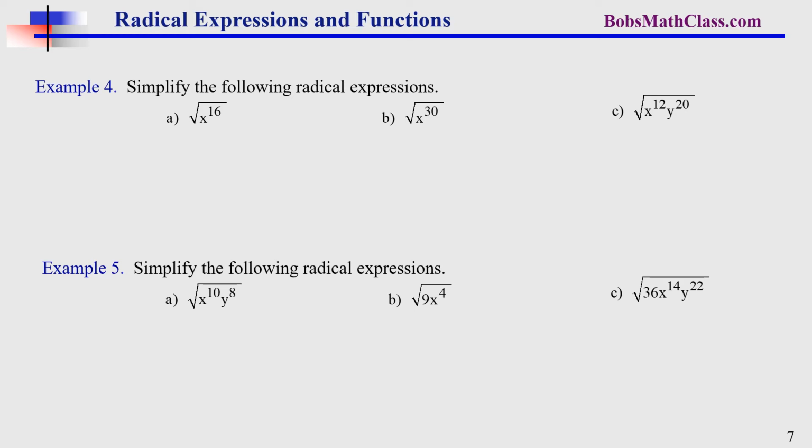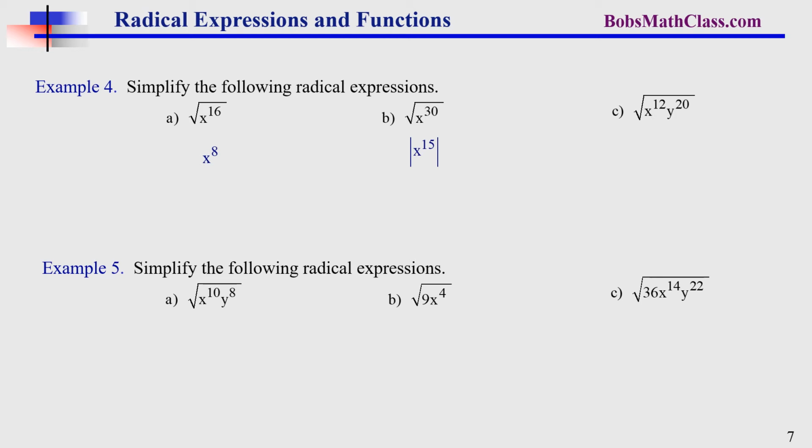Okay, let's do some radical expressions here. Square root of x to the 16th. Our index is 2. So the easiest way to think about it is to divide 2 into 16. That should give you x to the 8th. No absolute value needed because our exponent is even. How about our next one? 2 into 30 is 15. That's an odd exponent. Absolute value needed.